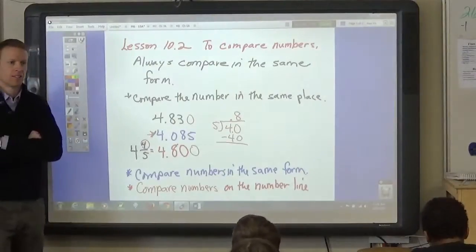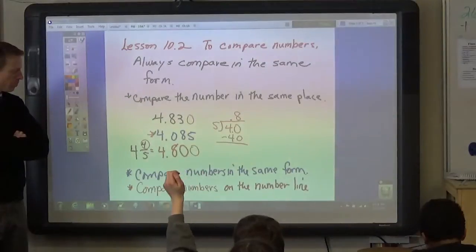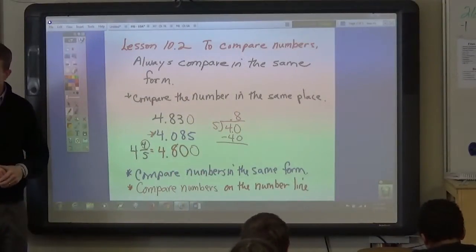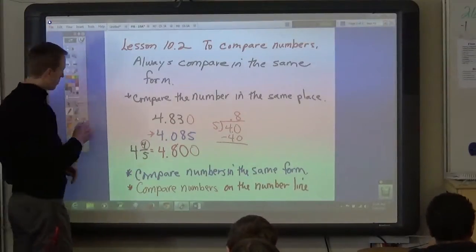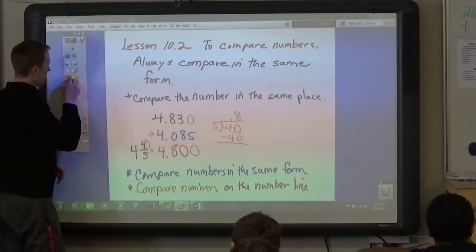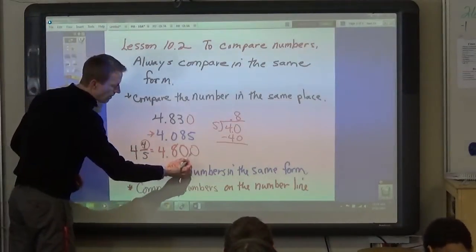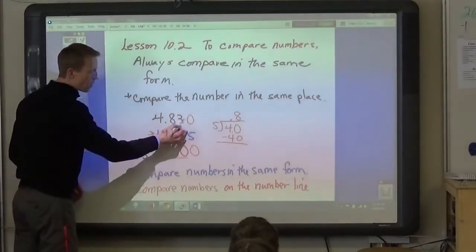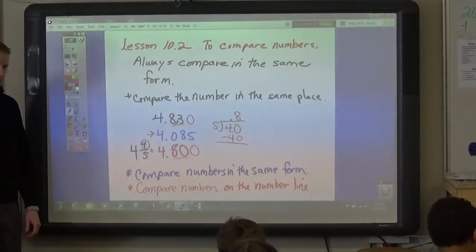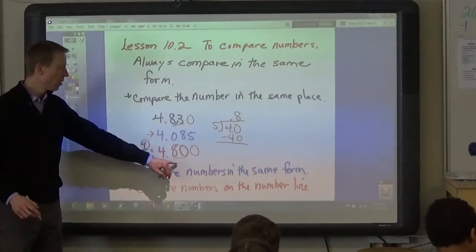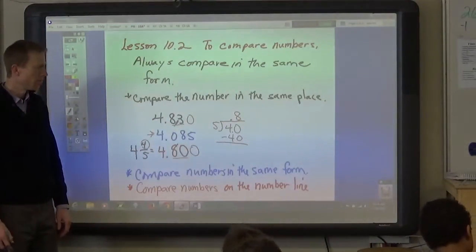Which one is the next lowest? Merlin? Why? Because in the hundredths place it has 0, and the one on top has 3. Yep. So this one has 80 hundredths, whereas this one has 83 hundredths. Okay? Notice that they're all in the same form, so we can compare them.